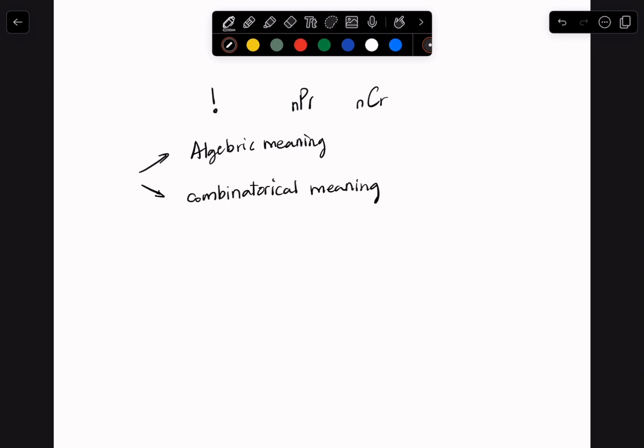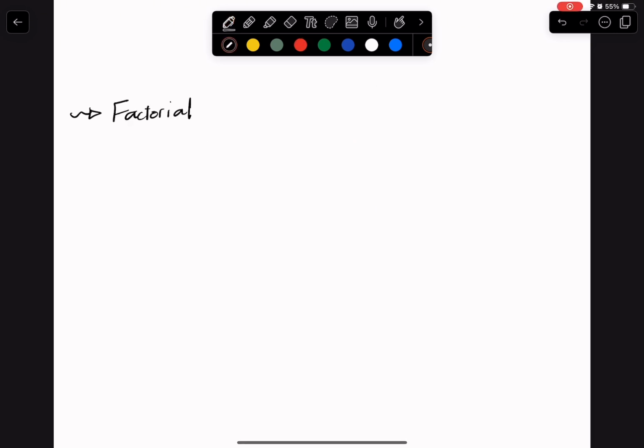In the previous video, we talked about their algebraic meanings, which means we learned the way to calculate the three notations. So today, we're going to focus on their combinatorial meaning, which means how do we apply the three notations in a counting question. First, let's talk about factorial.